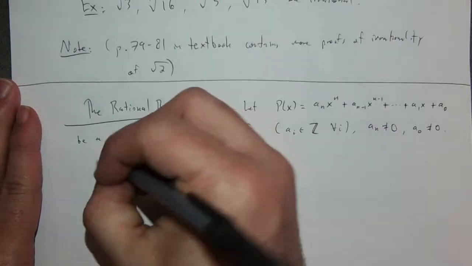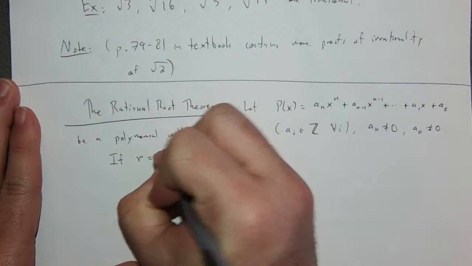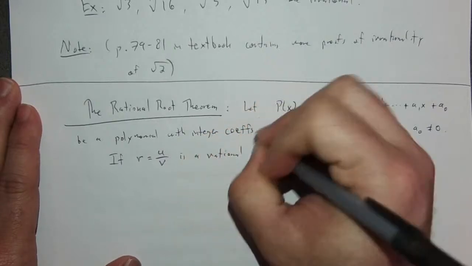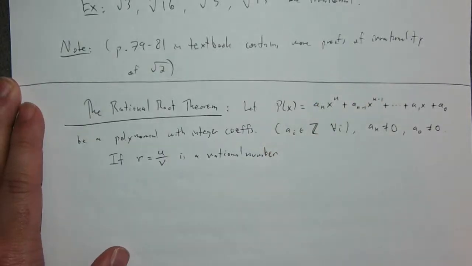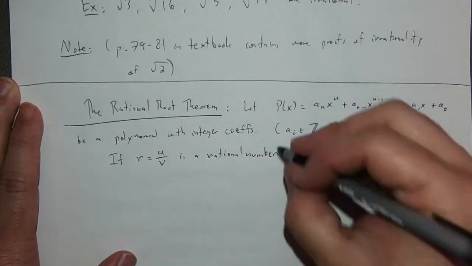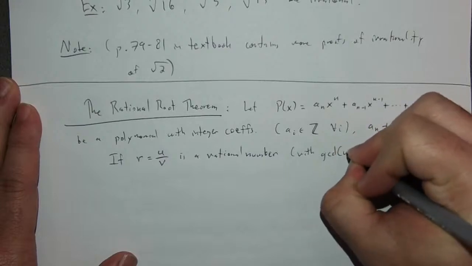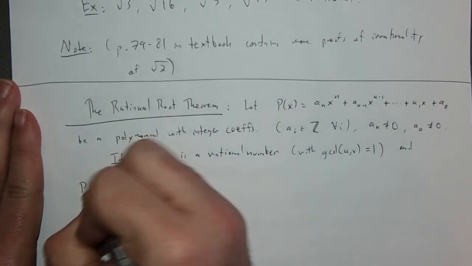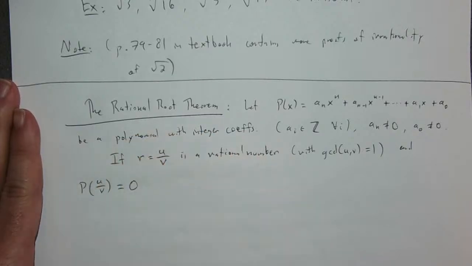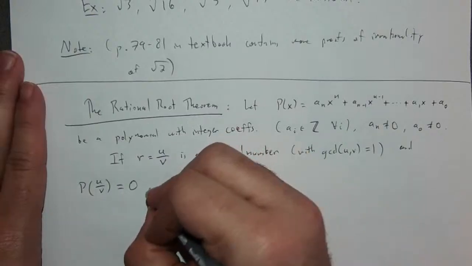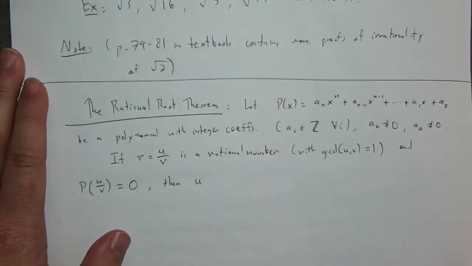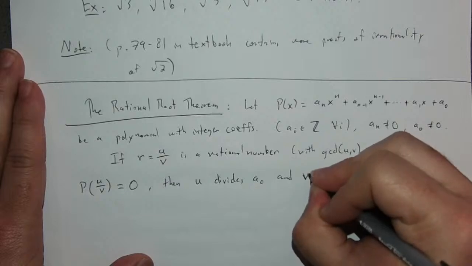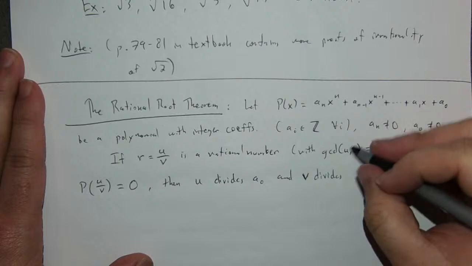All right. Now, here's the main statement. If r, which is written as u over v, is a rational number, and again, we'll say that this fraction is in lowest terms, so with GCD of u and v equal to 1, and p of u over v, or p of r, is equal to 0, then u divides the constant term, a naught, and v divides the leading term, a sub n.